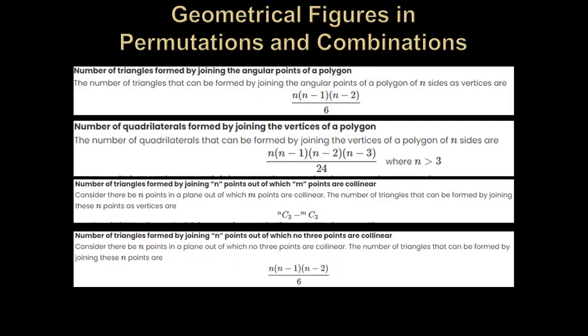The number of triangles formed by joining n points out of which no 3 points are collinear. Consider there are n points in a plane out of which no 3 points are collinear. The number of triangles that can be formed by joining these n points is n multiplied with n minus 1, n minus 2 all over 6.